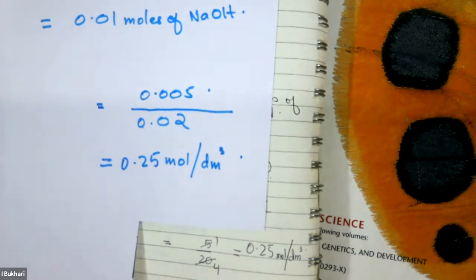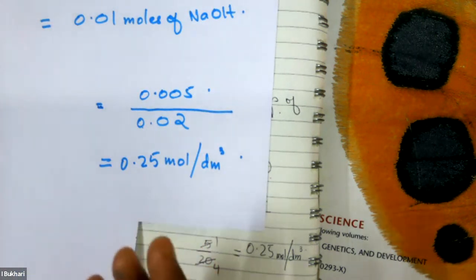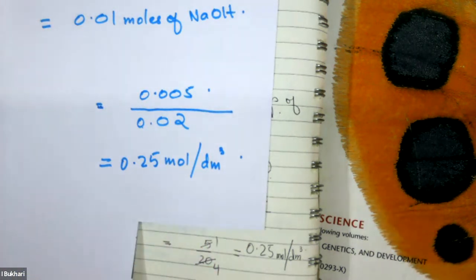Did you understand anything or not? Yes, miss, got it. Miss, in the next part, what if they ask us to convert it into mass concentration? Will we multiply it by Mr or divide it? Multiply, beta, multiply.